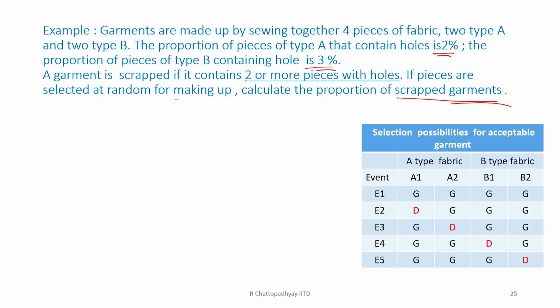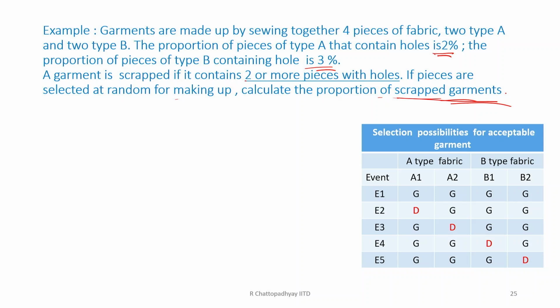So there are 4 pieces in a garment. Only 1 piece having a hole, we will accept it. But if 2 pieces have holes, we will reject. 3 pieces having holes, also reject. 4 pieces having holes, also rejected. So as long as out of the 4 pieces only 1 piece has a hole, the garment will be accepted. Now the question being asked is the proportion of scrapped garments, the rejected garments.